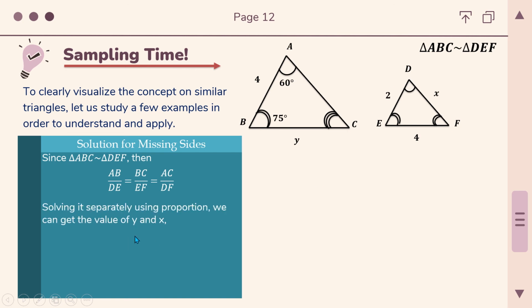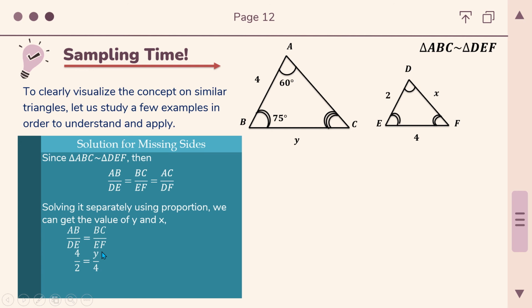Solving it separately using proportion, we can get the value of y and x. So first thing we solve is to solve for y. Di man pwede gamiton ang tulo ka ratio. Dapat when we solve proportion, kay doon na may process sa cross multiplication, dapat duha ka ratio ang gamiton. So for this, we shall solve first for the value of y, which is found on the first and the second ratio. So AB over DE is equal to BC over EF.